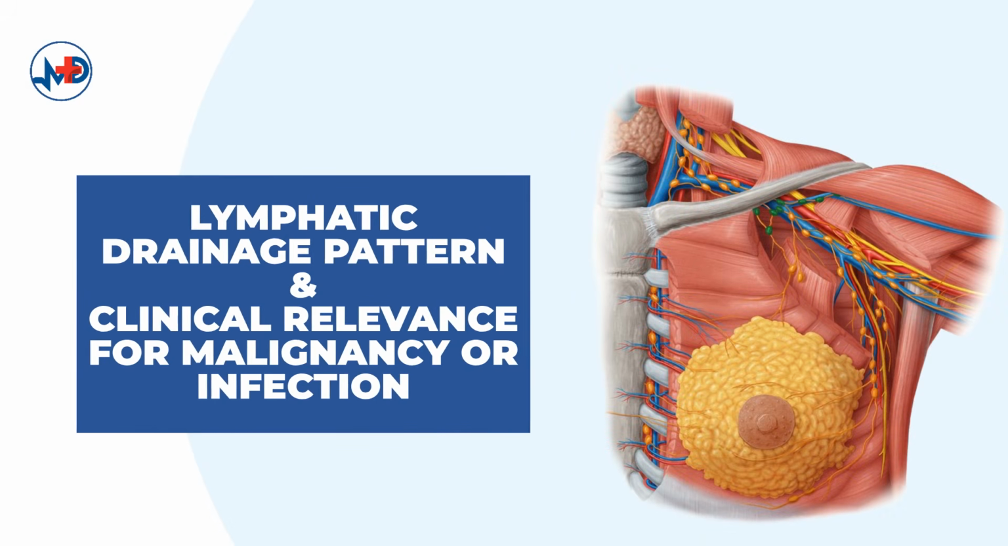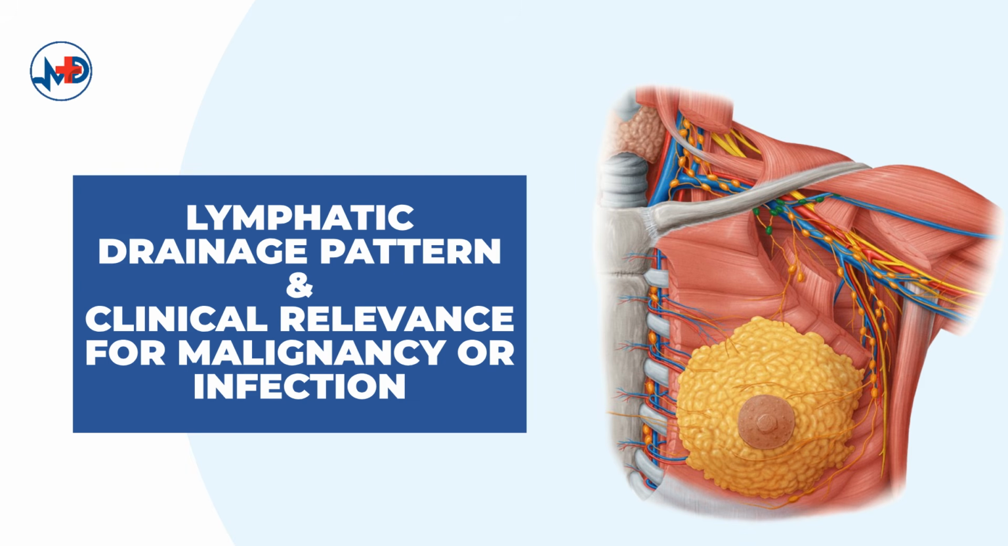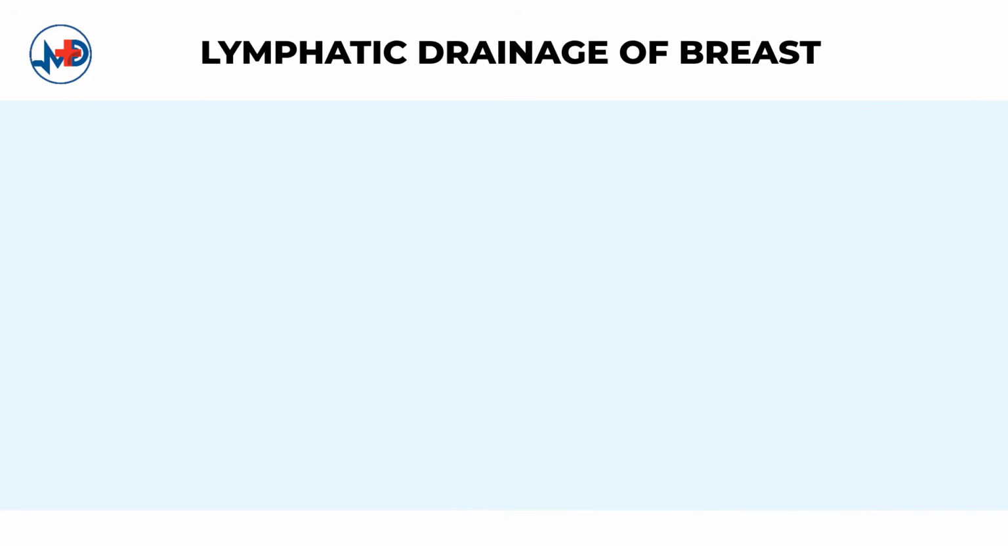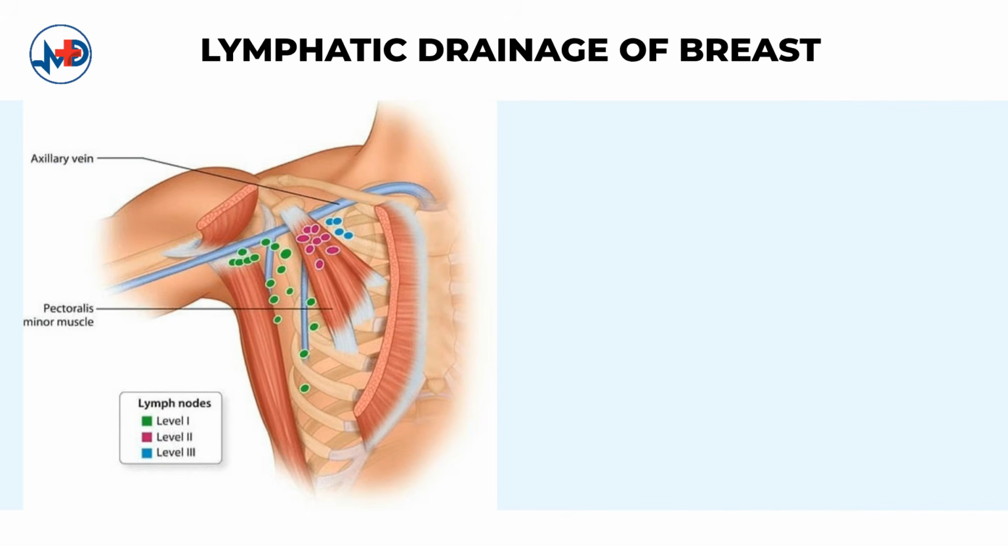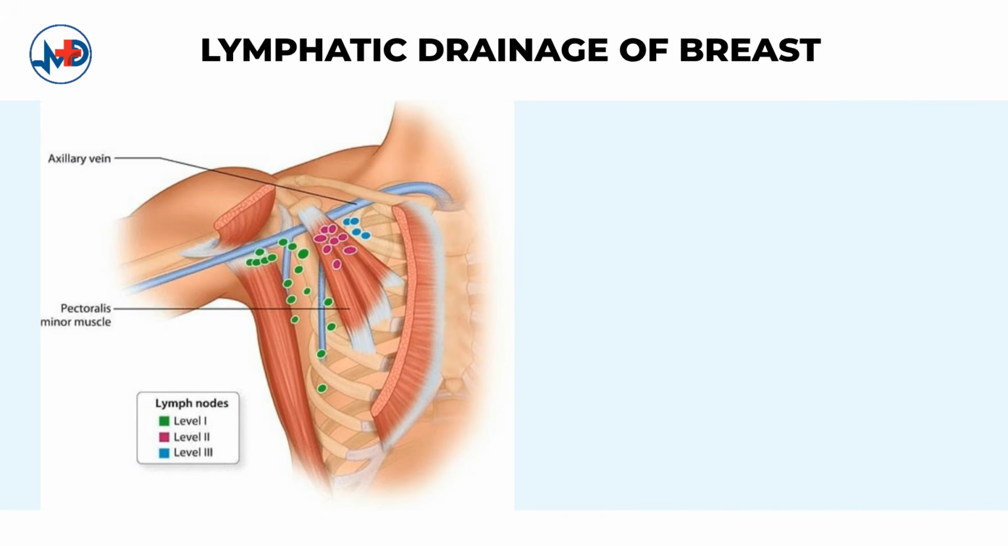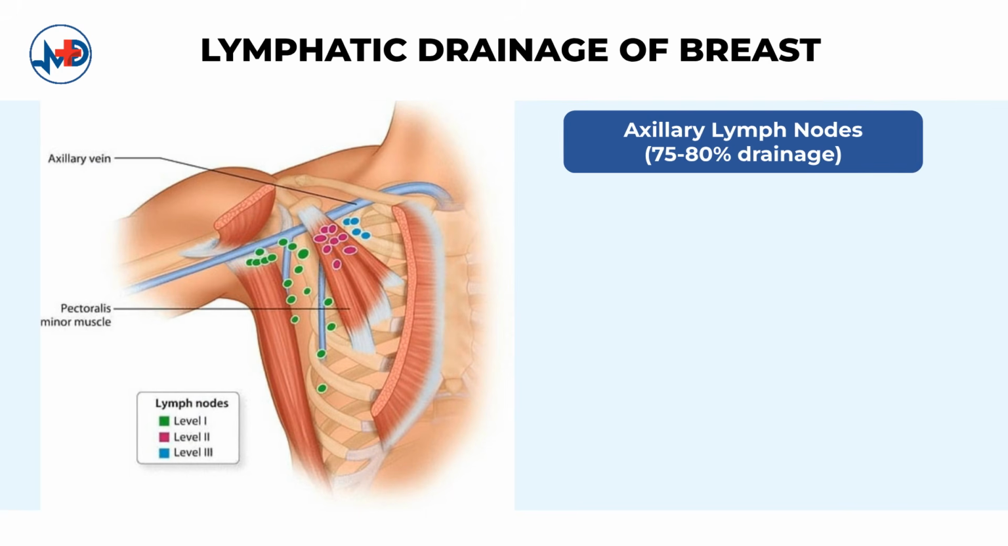Let's begin. Lymphatic drainage patterns of the breast is of paramount importance, primarily due to its role in the metastatic spread of breast cancer, and also in localizing infections. We will start off with the patterns of lymphatic drainage of the breast. It has an extensive lymphatic network that drains predominantly to the axillary lymph nodes, accounting for approximately 75 to 80% of drainage. Most lymph, especially from the lateral quadrants of the breast and the axillary tail, drains here.